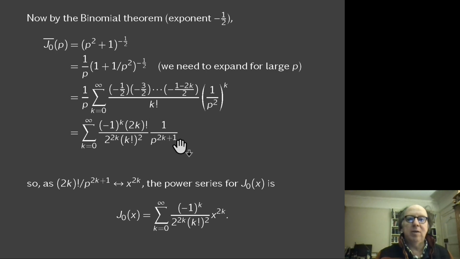And then you have 1 over P to the power 2k plus 1, which is that 1 over P there, and this 1 over P to the power 2k. Now we know that 2k factorial over P to the 2k plus 1 is the transform of x to the 2k, so there is the power series for J0 of x: the sum of minus 1 to the k, over 2 to the 2k, k factorial squared, times x to the 2k.